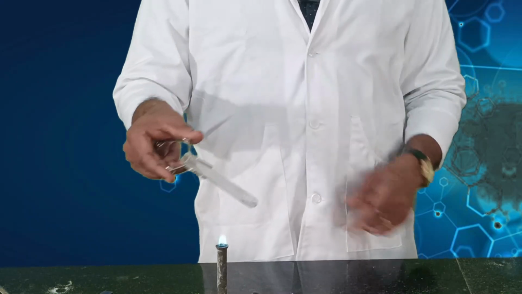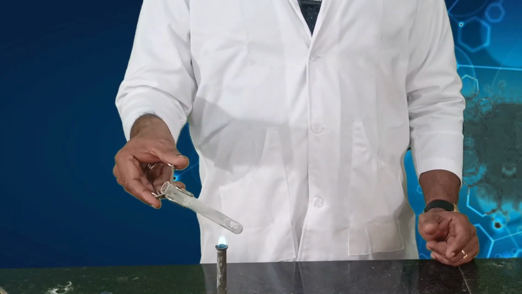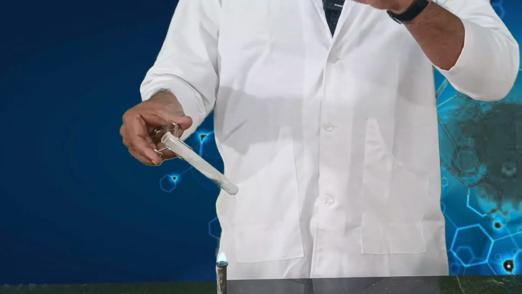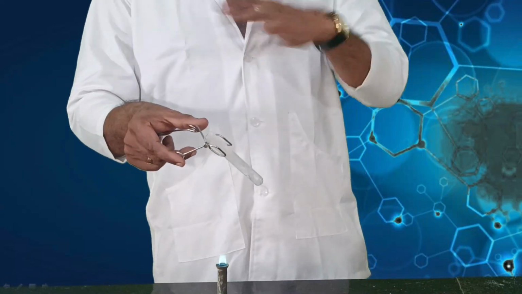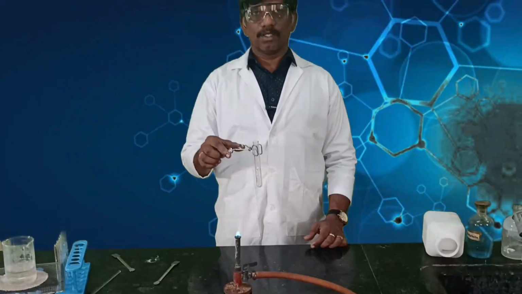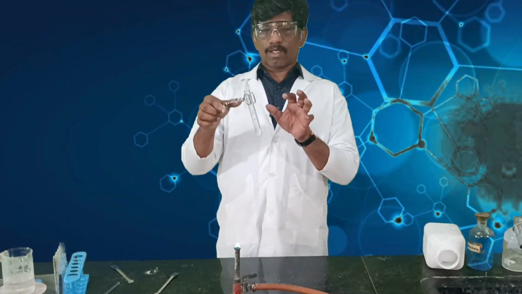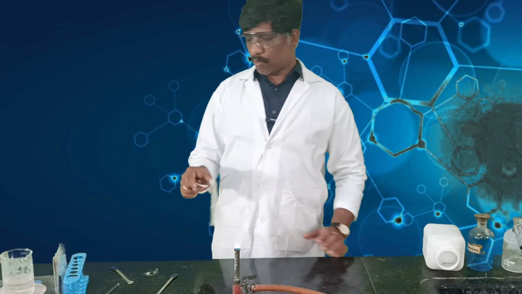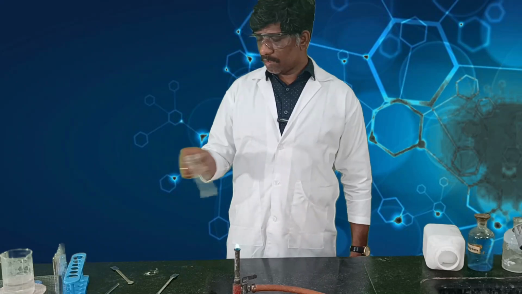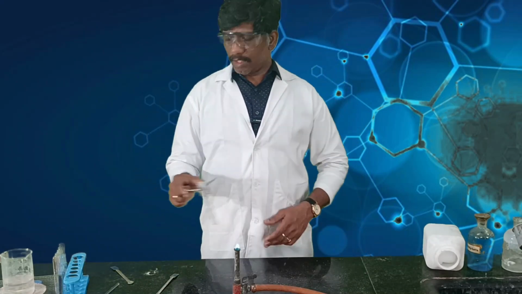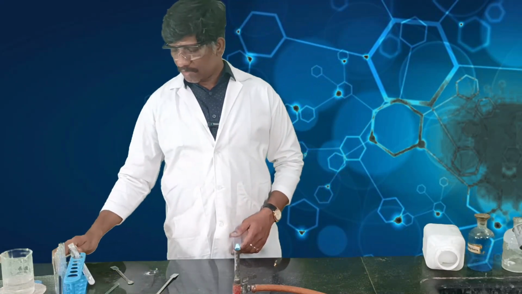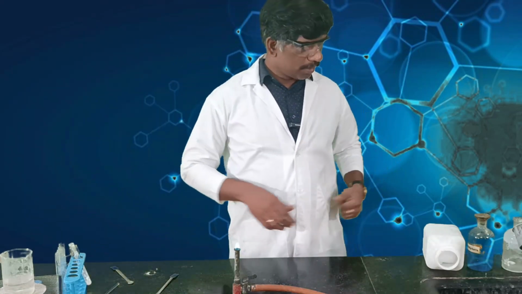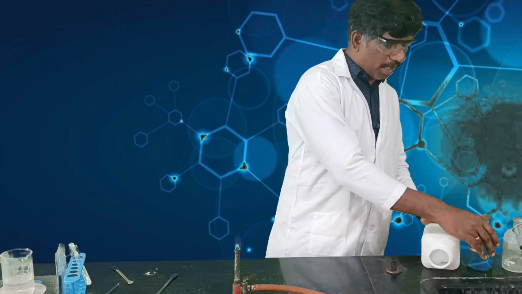You can see the evolution of ammonia gas. You have to heat it strongly until all the ammonia gas is evolved. After expelling the ammonia gas, wait for some time to cool the test tube and dissolve the substance in water. Then add dilute copper sulfate. In the meanwhile, while it cools, I take copper sulfate and dilute it.